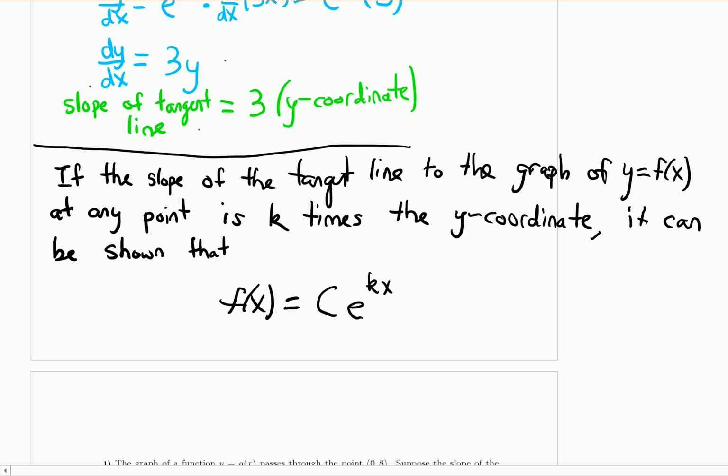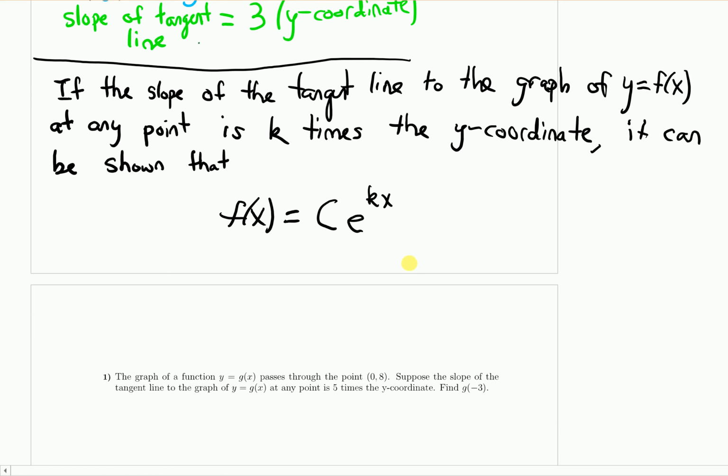Okay, so it turns out that whenever the slope of the tangent line to the graph of my function at any point is k times the y coordinate, where k is some number, our function f of x has this form, where we might have a constant in front, and then times e to the kx. Alright, so I want to use this idea to look at an example.